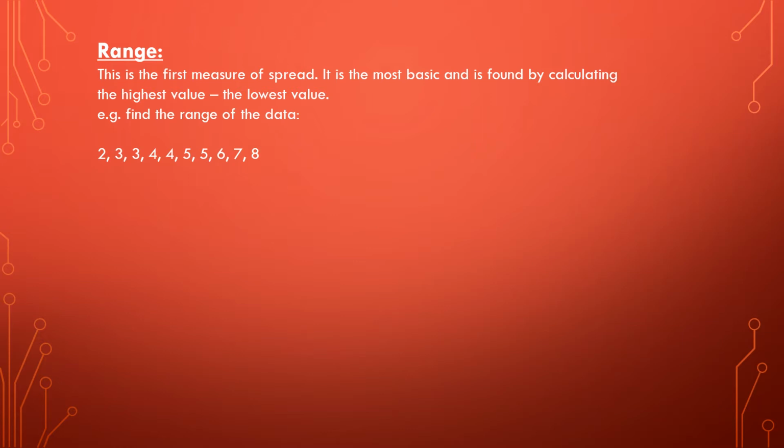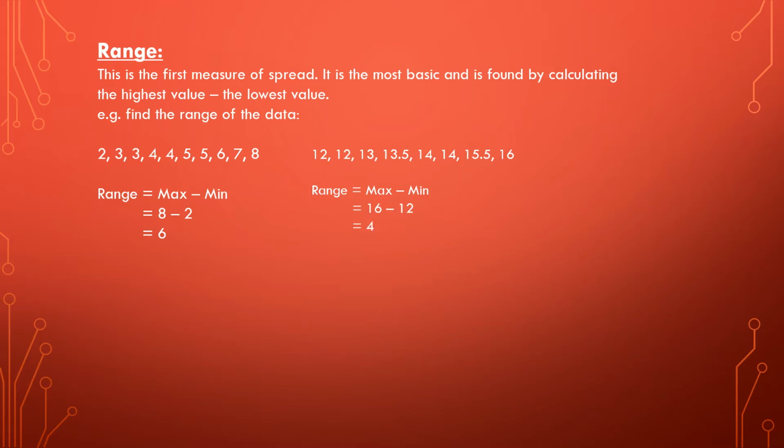Again, we get the advantage that our data is already in order. So I can see my smallest value is 2, highest value is 8. So range, maximum minus the minimum, which is 8 minus 2. That gives me a range of just 6. And that range just tells me how many numbers my data is spread out over. Okay, so it just goes between 2 and 8. It covers 6 things. Another set, again, data is in order, so we're going from 12 up to 16 here. So my range, maximum minus minimum, 16 minus 12, that gives me a range of 4.